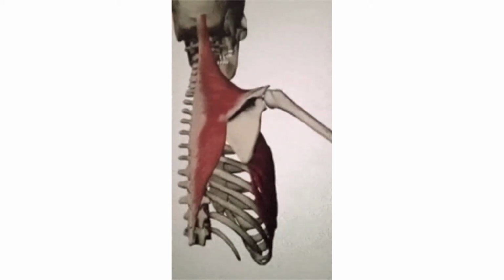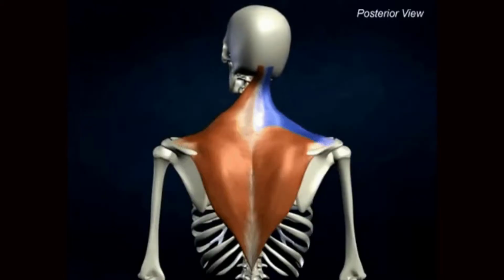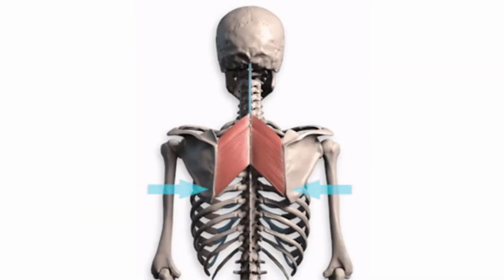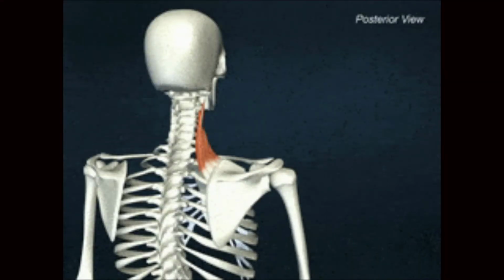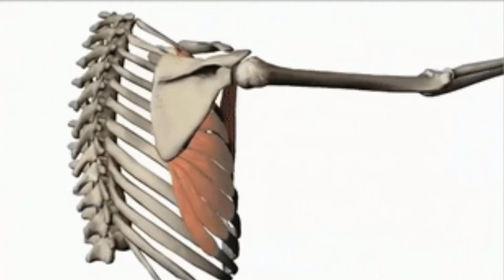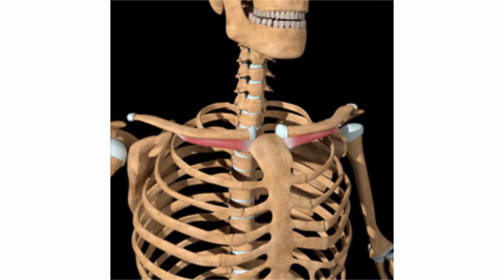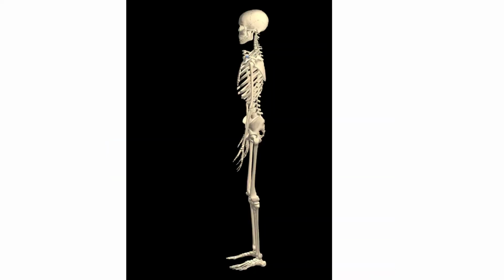The trapezius functions to rotate the scapula and extend the neck. The rhomboid adducts the scapula. The levator scapulae elevates the scapula. The pectoralis minor protracts the shoulder. The serratus anterior protracts the scapula, and the subclavius functions to protract the shoulder.